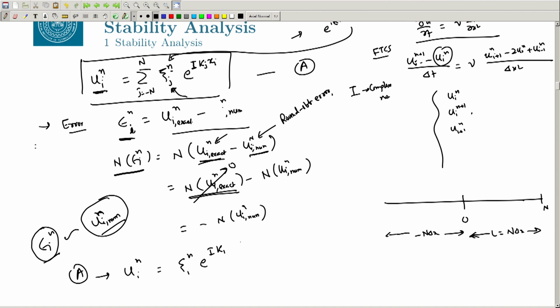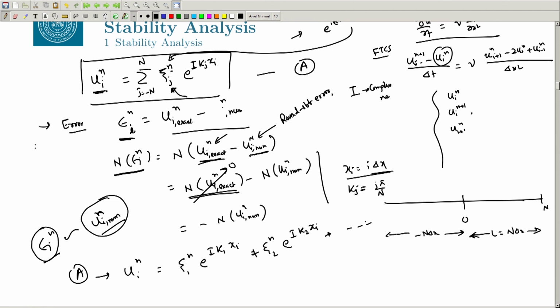So, x_i can also be written as k_1 x_i, just write it like that. x_i is nothing but i delta x, and k_j is equal to j pi by n. This is k_j. So this is x_i, and then plus zeta_2^n e^(i k_2 x_i), and again i, and so on and so forth.